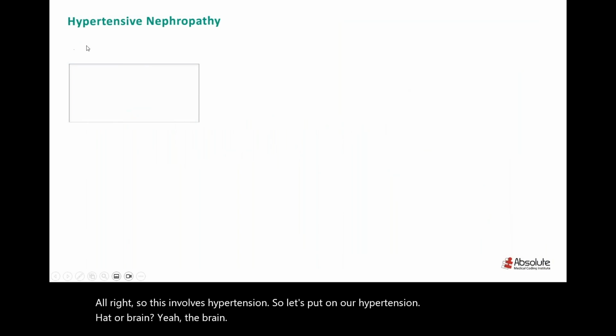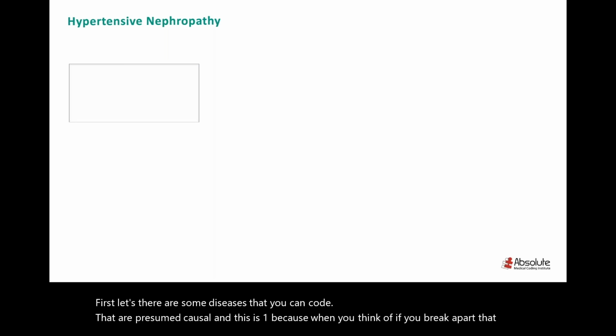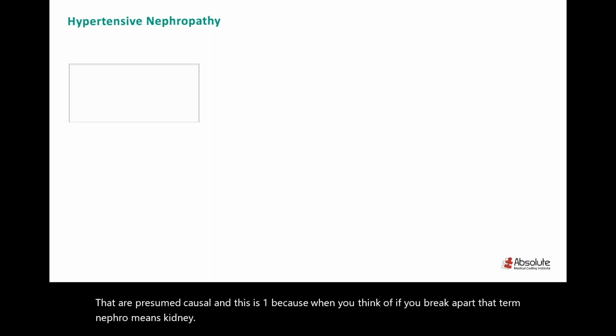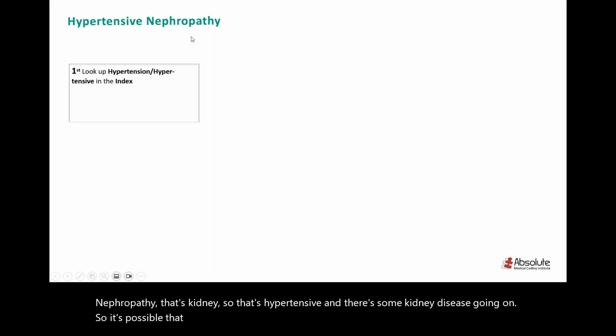And if you want a code for hypertensive nephropathy, first, there are some diseases that you can code that are presumed causal, and this is one. Because when you break apart that term, nephro means kidney, nephropathy, that's kidney. So that's hypertensive, and there's some kidney disease going on. So it's possible that this could be hypertensive CKD.